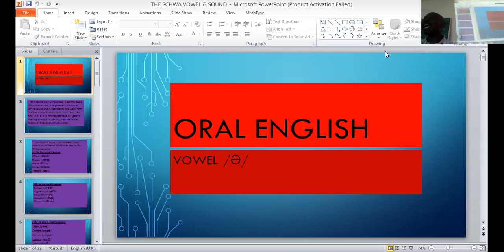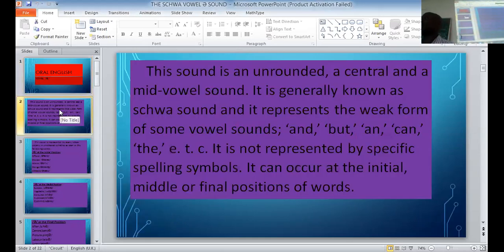You know, in the English language, they use symbols to represent sounds. But in our mother tongue alphabet, they use letters, just like in ordinary English. But in English sounds, they use symbols. Whenever you have ER ending the word, you have this symbol representing it. So let's open it up. This sound is an unrounded, central, and mid vowel sound.